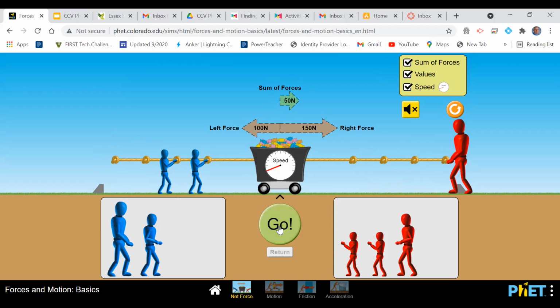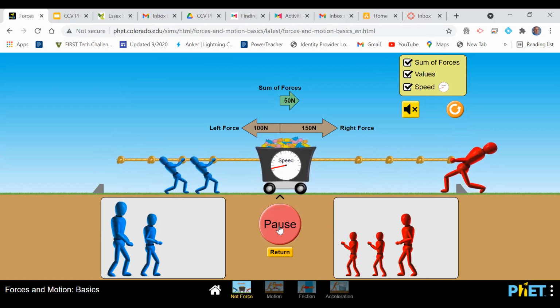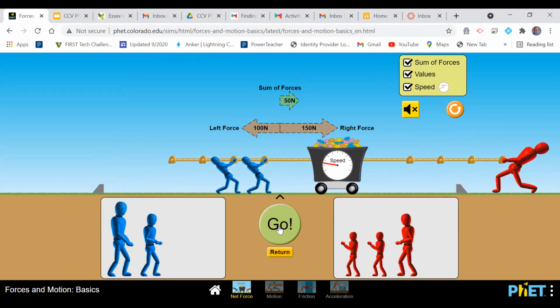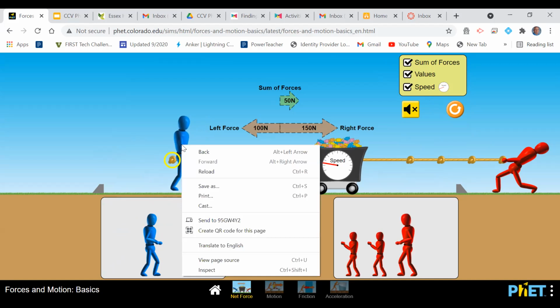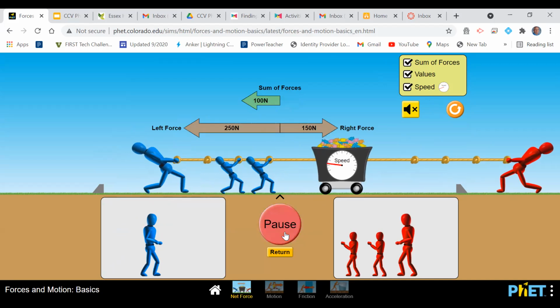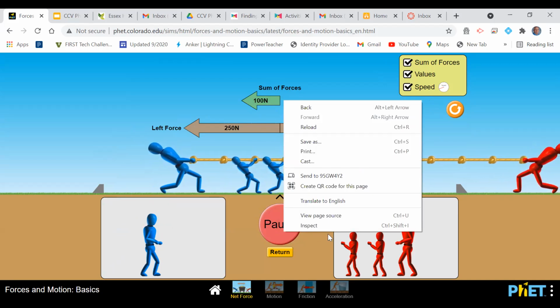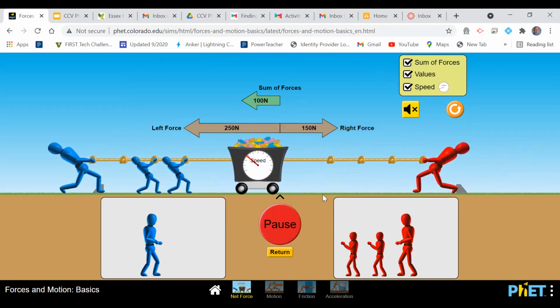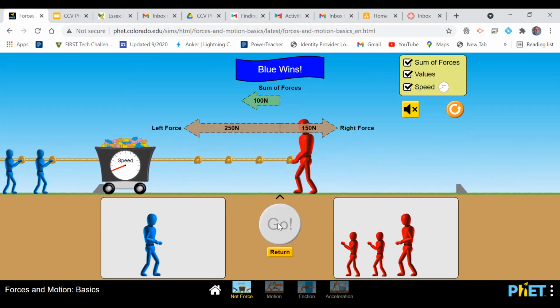So when I say go in this situation, the 150 newtons wins and it starts accelerating. And the speed started picking up. Now, if we change this up, if we put more people over here, like this really big guy. Okay, now it's 250 newtons to the right and 150 the other way. So let's go ahead and see. Right, so now the bigger force is pulling to the left and that's the direction they go. And of course they're going to keep on going faster and faster.